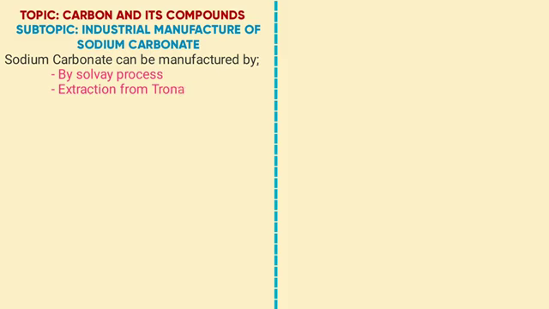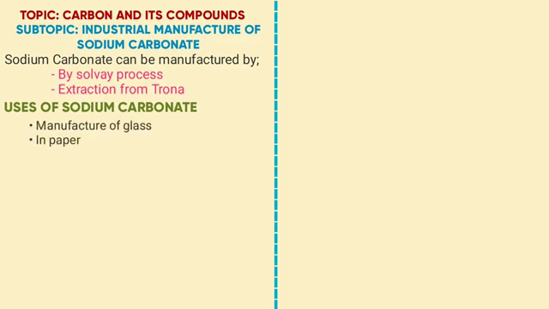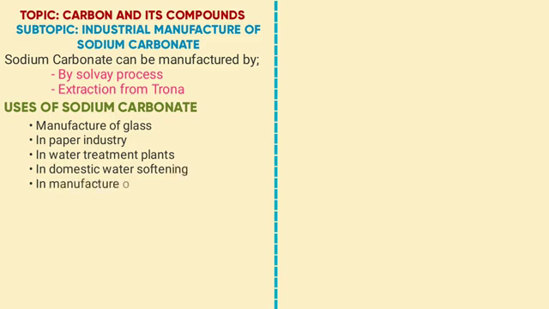Now, what are the uses of sodium carbonate? Sodium carbonate is used in the manufacture of glass. It is used in the paper industry. It is used in water treatment plants. It is used in domestic water softening. It is used in the manufacture of sodium chemicals, e.g. sodium hydroxide. Now, we say that sodium carbonate can be manufactured by the Solvay process or extraction from trona.